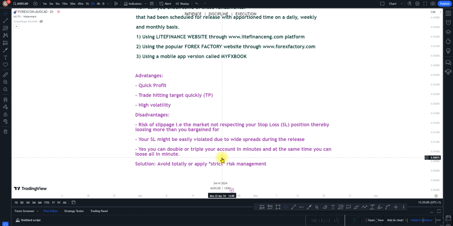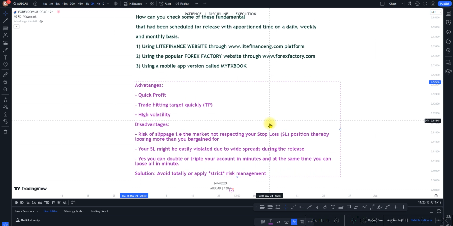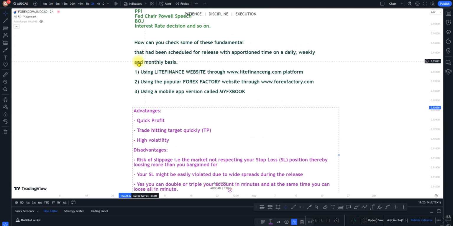So in the next lecture, we're going to actually make a check on some of these ways we can check fundamentals, how to understand them, how to know them, how to analyze them, how to use them in trading, and so on and so forth.